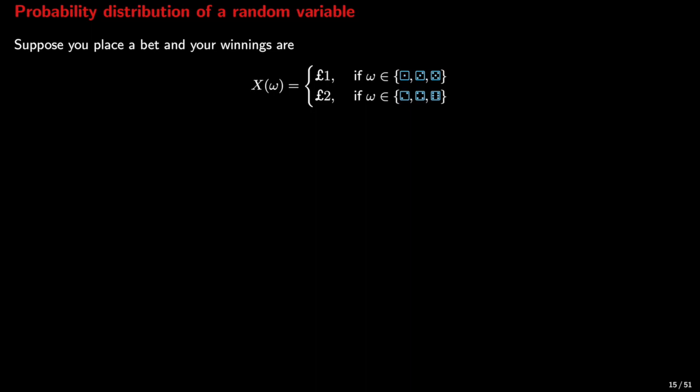Now suppose that you place a bet and your winnings are as follows. You earn £1 if the outcome is 1 or 3 or 5, and you earn £2 if the outcome is 2 or 4 or 6.